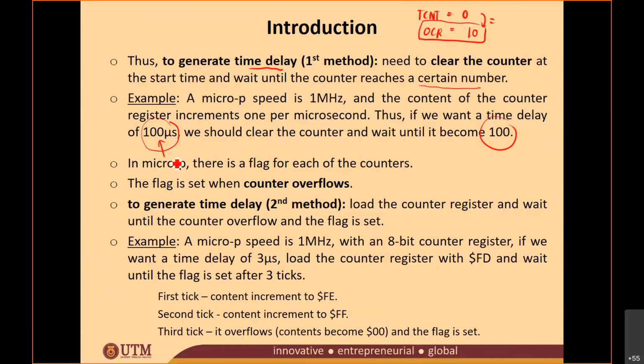So in the microprocessor, there is a flag for each of the counters. If you use the CTC method, the first method, we need to look at the OCF flag. If you're going to use the overflow, we're going to look at the TOV flag. Later we will see more detail on these flags, the OCF flag, the TOV flag, what the OCR does, and what the Tcnt does. For the second method to generate a time delay, we use the overflow method.